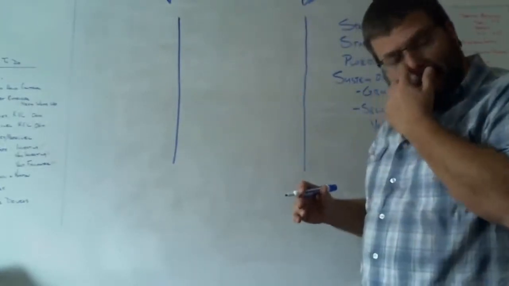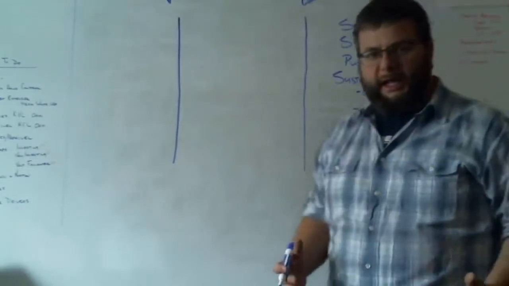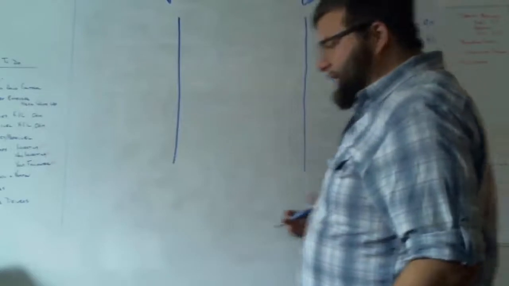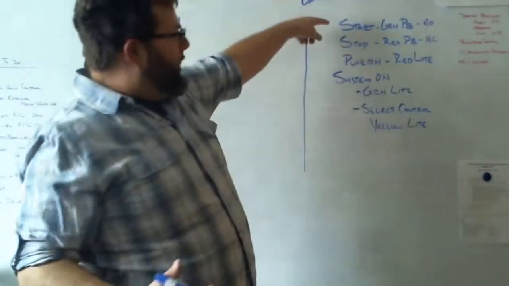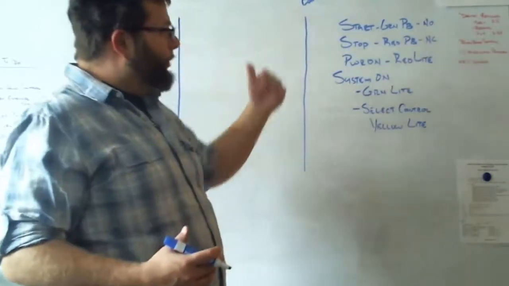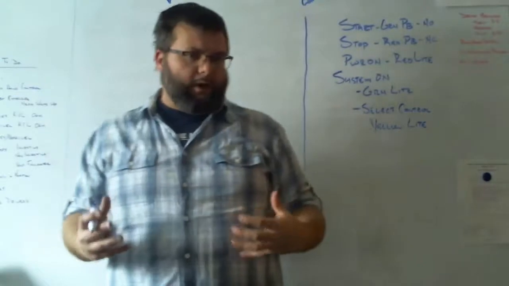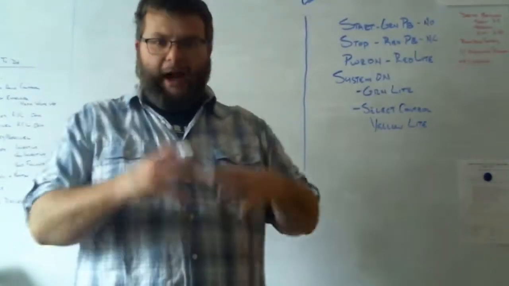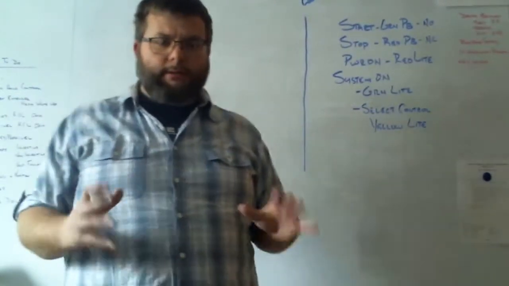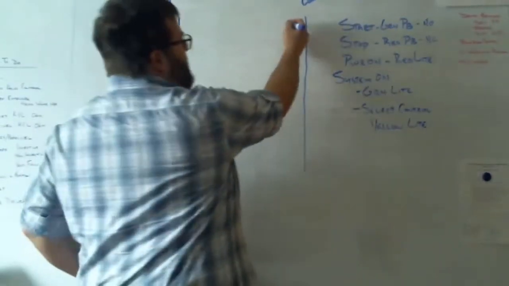We need to create a start circuit. We want a master control relay that controls everything. In this case, we'll have a control relay that's driven by the start-stop buttons, normally open and normally closed. We need to name that relay so that we know what it's called. I'm going to use the letter A just because. There's no rhyme or reason. It's just a simple letter. And that is an output.